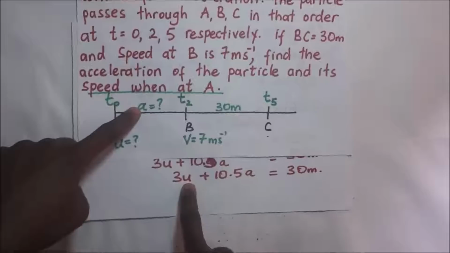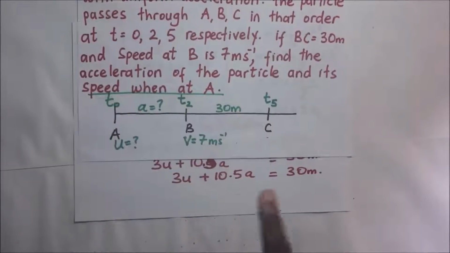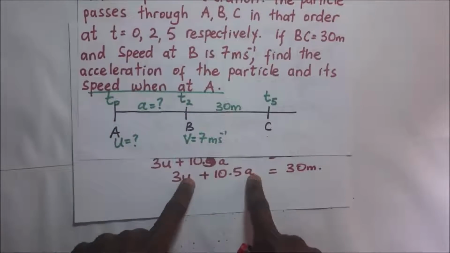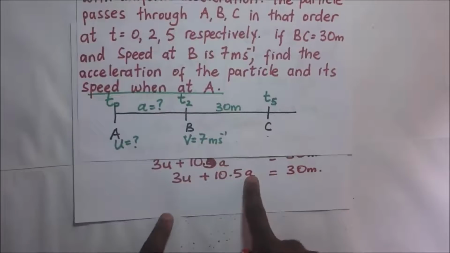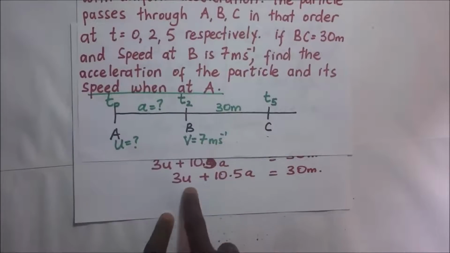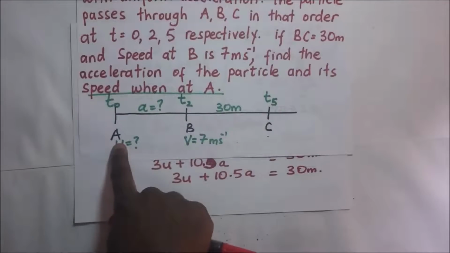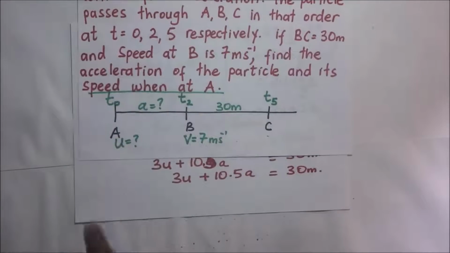This simply means that we will be getting a second equation that has these two unknowns, and we shall be able to solve those two equations simultaneously so that we are able to get the value of a, which is the acceleration, and also the value of u, which is the initial velocity or the velocity at point A. So we'll go ahead and find that second equation.